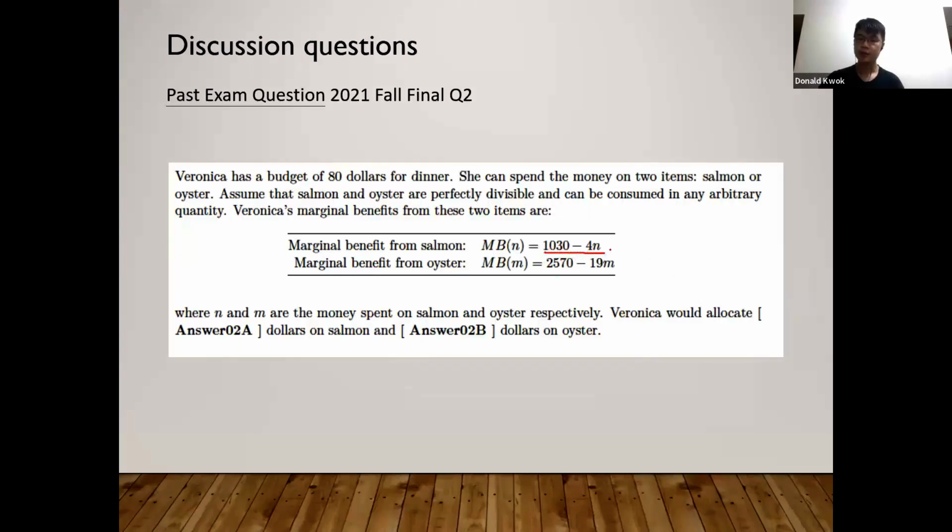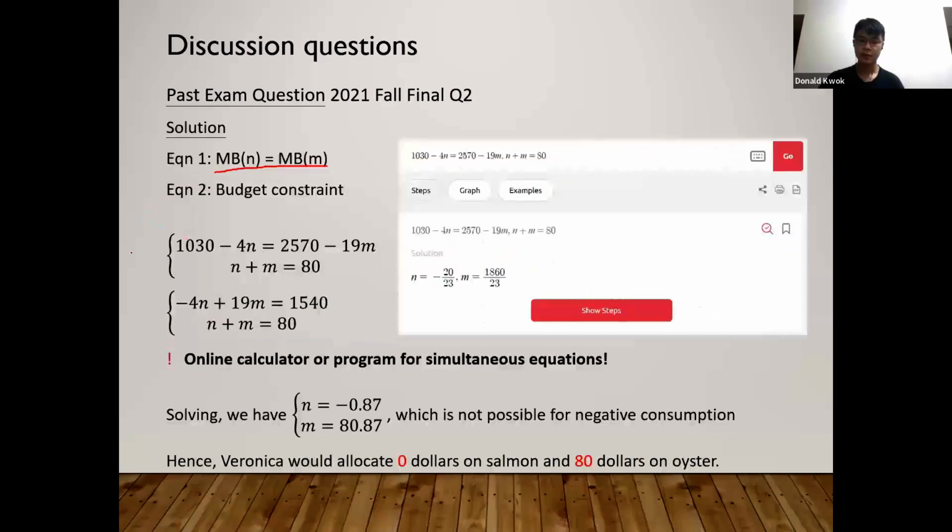We equate 1030 minus 4n with 2570 minus 19n. So the equation that I'll put down here. By the way, the form here is just a simplified version for better presentation, and you actually do not need to do so. I will show you a little bit later.